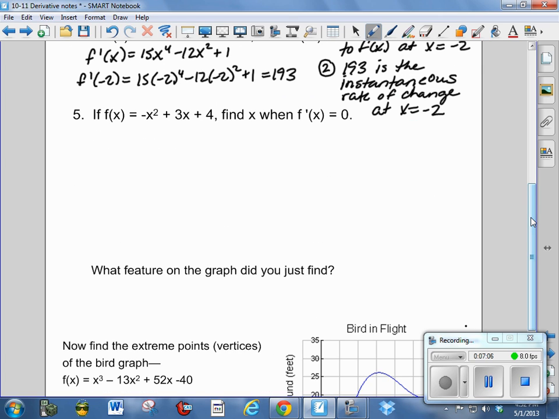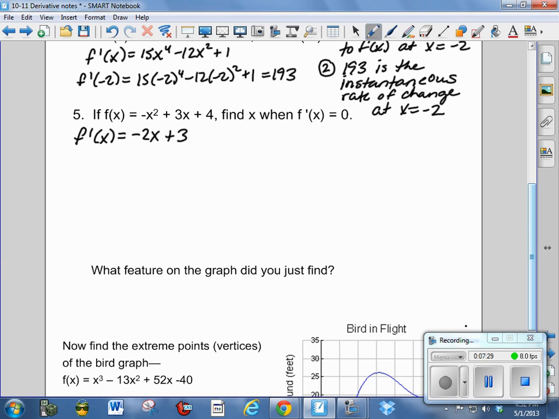Okay, next problem. Let's once again find x when f prime of x equals 0. So we need to start out by finding f prime of x. Once again, you might want to turn off the tape, try it yourself, turn it back on. F prime of x is negative 2x plus 3. This is a pretty simple one. Now it says find x when f prime of x equals 0.